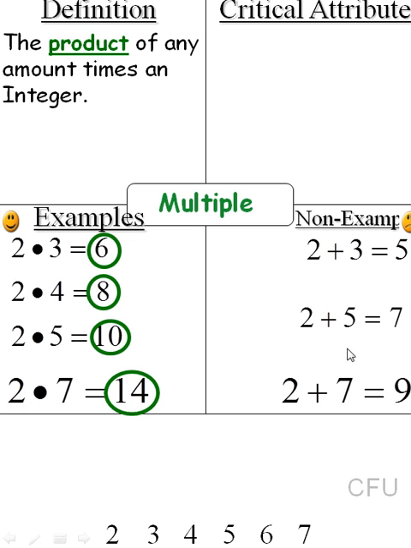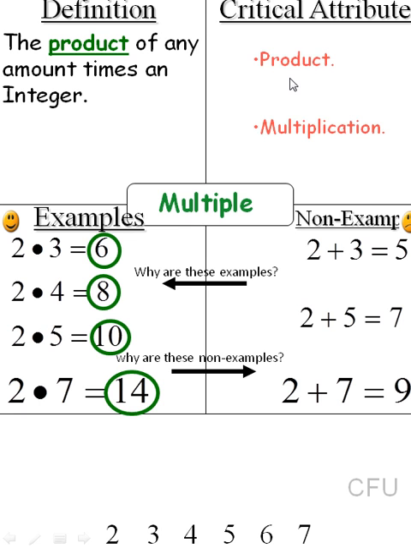Also good? All right, things to remember about multiples is that it is a product and it involves multiplication. Here, it didn't involve multiplication. Product means the solution to a multiplication. Okay. So far, so good? All right.